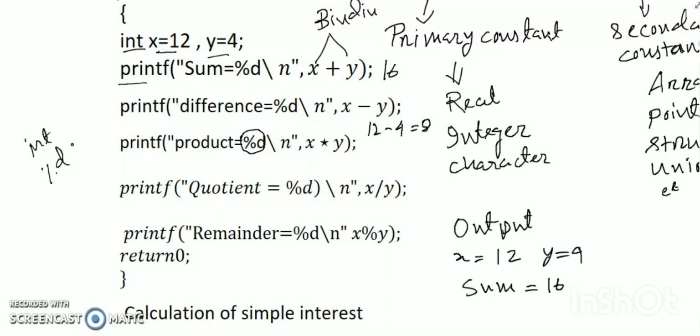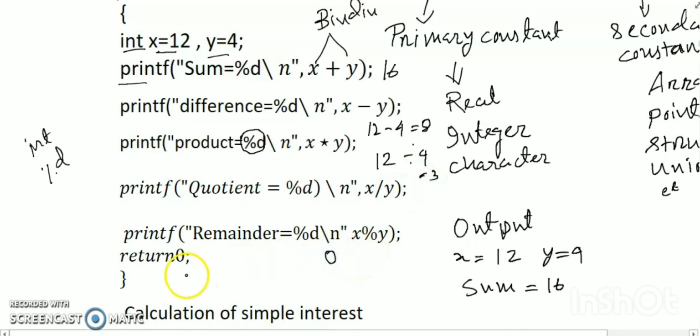So we use %d, and quotient equals %d. When we find the quotient, 12 divided by 4, that means quotient equals 3. Remainder equals 0, and return 0. This is the closing bracket, these are the two braces, and this is the last brace closed. So my program is complete.